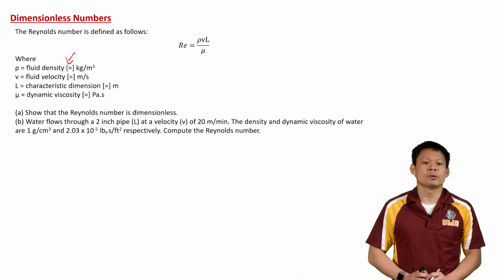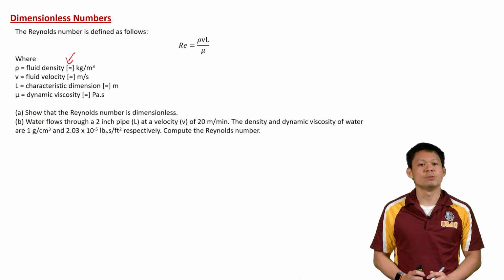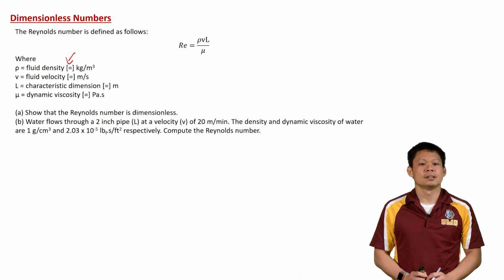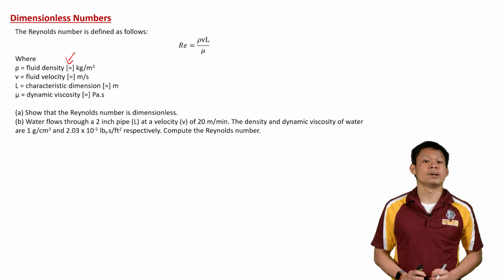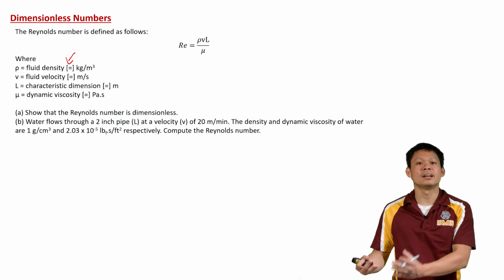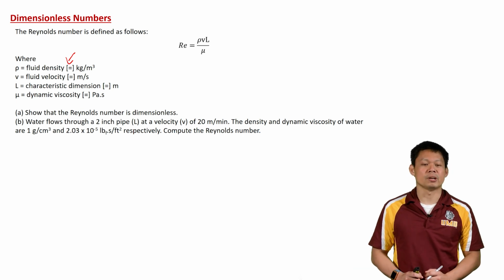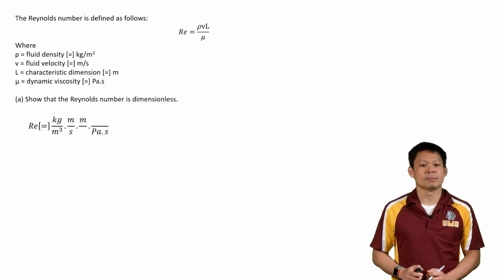So in this question, we want to show that the Reynolds number is dimensionless, given that we have the units of each of these variables above. And secondly, we are given the values for each of these variables, and we want to compute the Reynolds number. So we need to make sure that the units are consistent, and eventually we end up with a Reynolds number that's dimensionless. Let's start with the first part, showing that the Reynolds number is dimensionless.